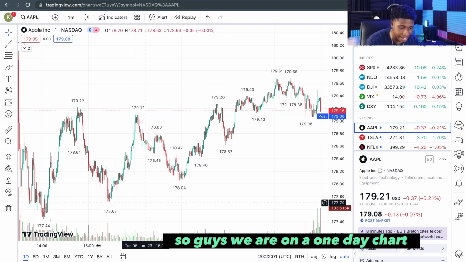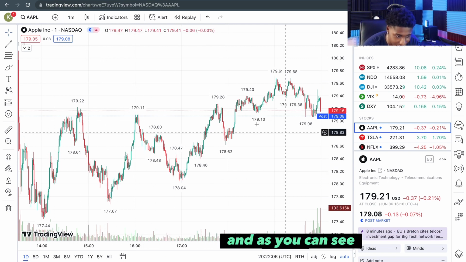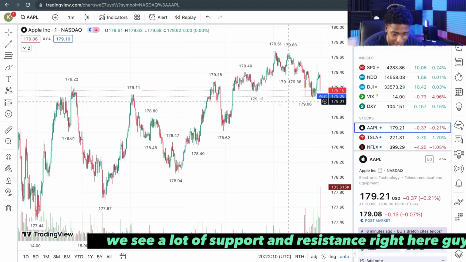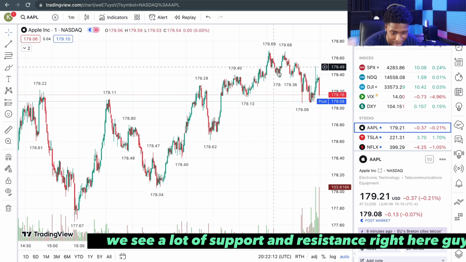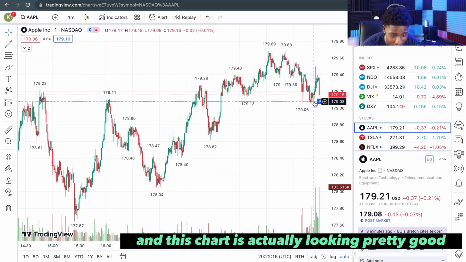So guys, we are on a 1 day chart and we are on the 1 minute time frame. And as you can see, Apple has been up and down all day. We see a lot of support and resistance right here, guys. A lot of support and resistance, and this chart is actually looking pretty good right now.